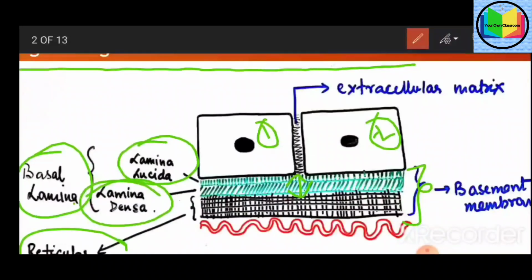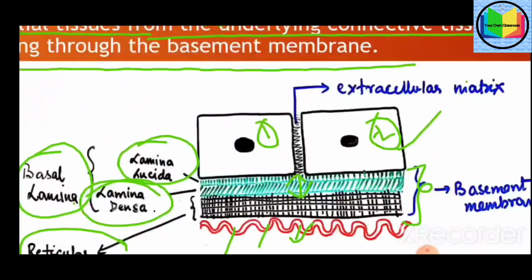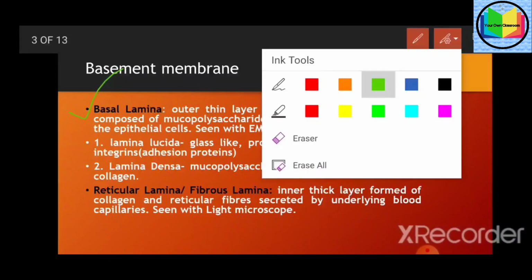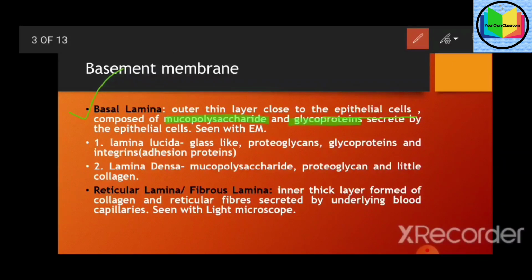Basically the basal lamina is synthesized by, or secreted by, the epithelial cells, and the reticular lamina is secreted by the underlying blood capillaries. So these are blood capillaries, and these blood capillaries secrete the contents of the reticular lamina. Now let's look at the components of the basement membrane in detail. Basal lamina is the outer thin layer close to the epithelial cells. It is composed of mucopolysaccharides and glycoproteins secreted by the epithelial cells, and this layer is seen with an electron microscope.